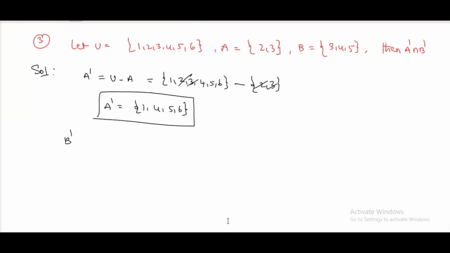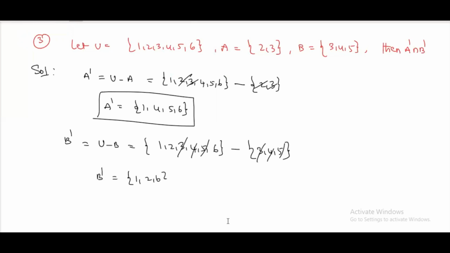Next we will find B complement. So B' is nothing but U − B. U means the universal set, {1, 2, 3, 4, 5, 6} we have as the universal set, minus B, which is {3, 4, 5}. So this 3, 4, 5 is cancelled. So we'll get B' as {1, 2, 6}.